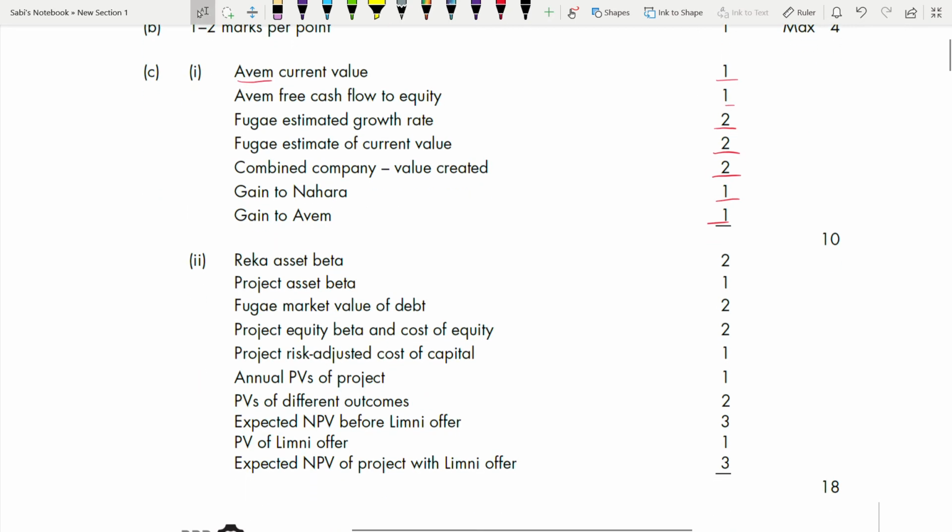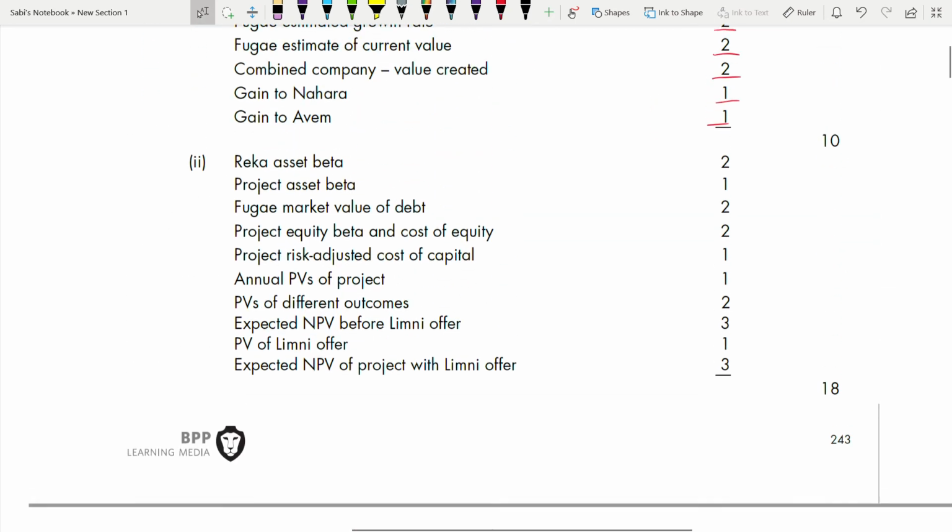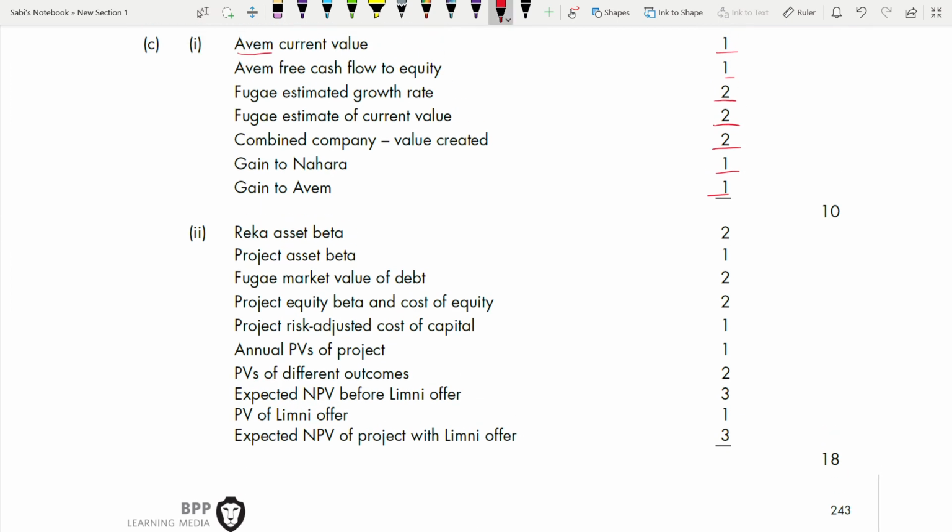Coming to the second part. Rekha's asset beta is 2 marks. Project asset beta is 1 mark. Fugai's market value of debt is 2 marks. You cannot ignore this: valuation of bond, then the asset beta, then equity beta, then cost of equity, then WACC. So project equity beta and cost of equity, 2 marks. Cost of capital, 1 mark. Annual present value of the project, 1 mark. Present value of different outcomes, 2 marks.